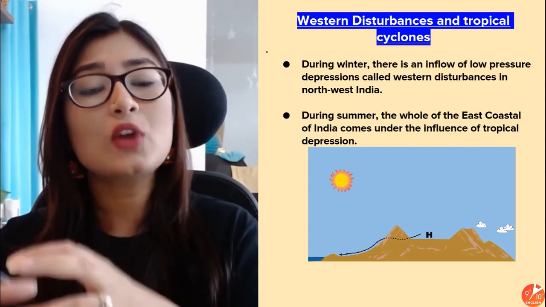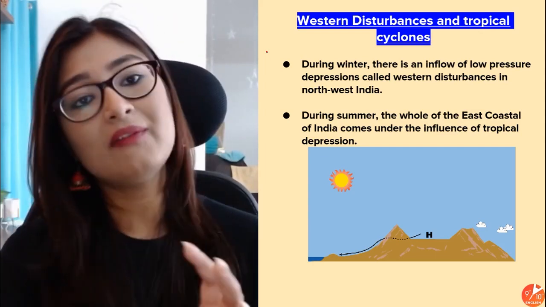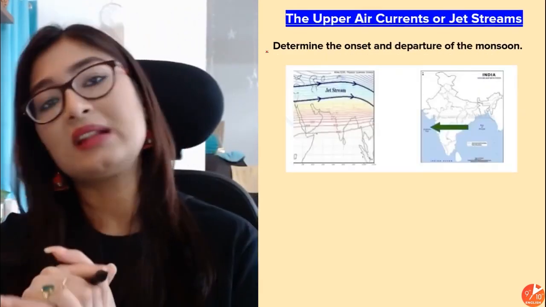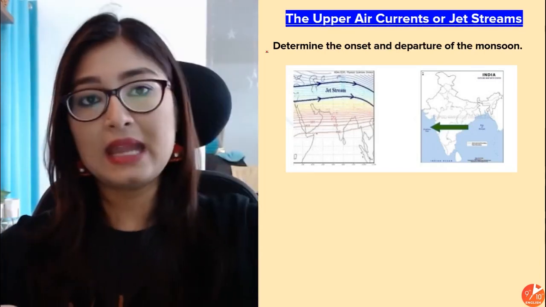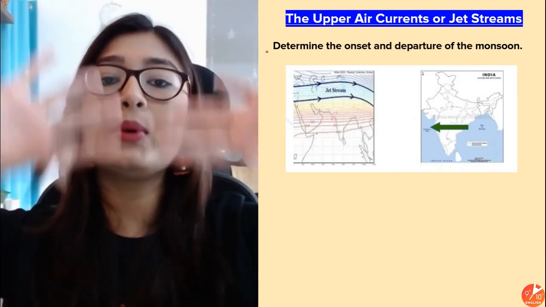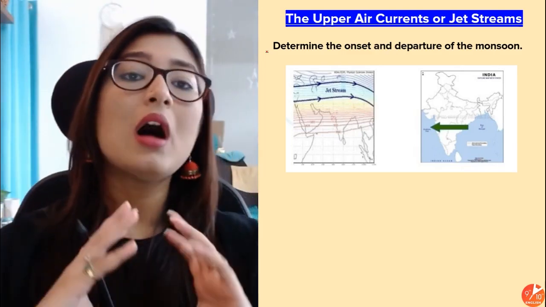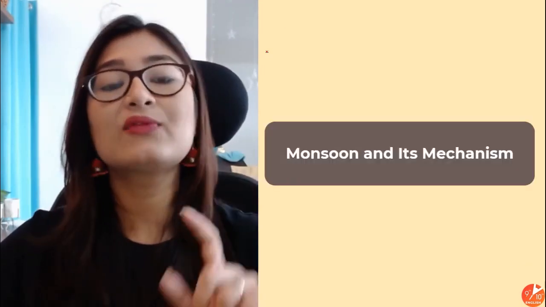Okay, there's an influence of tropical depression, so the whole of the eastern coast of India will be facing this. Now, this is the jet stream that I was telling you about. These are basically upper air currents, air currents which flow at a very high speed only in the upper altitudes, also known as jet streams, and they actually determine the onset and departure of monsoons. We just saw how it does for winters.